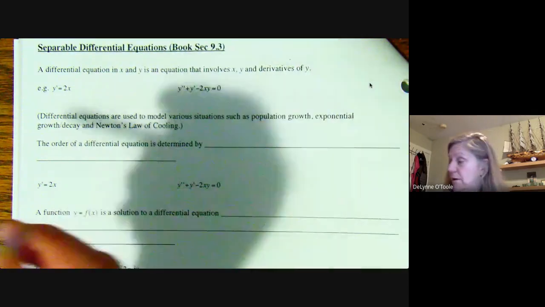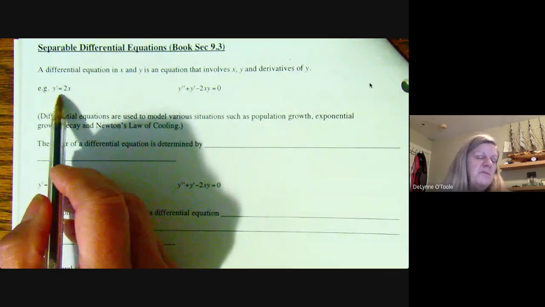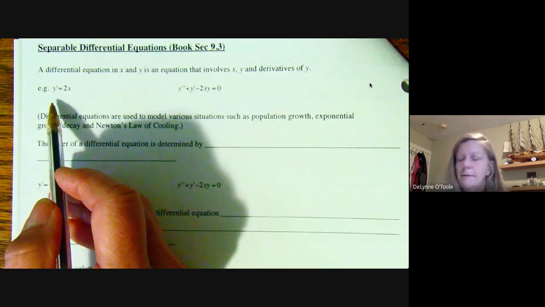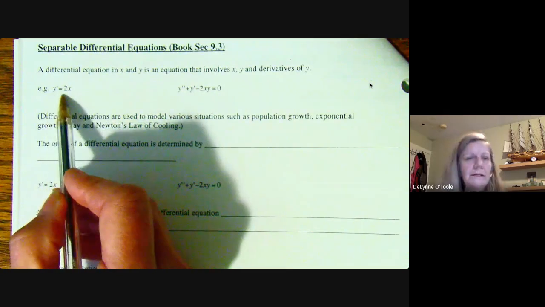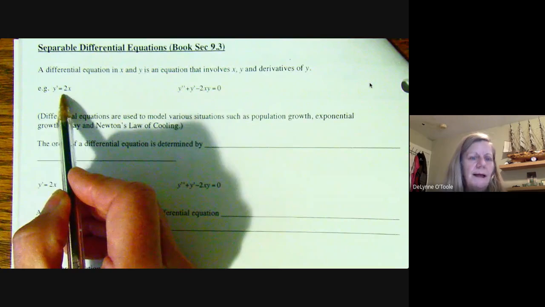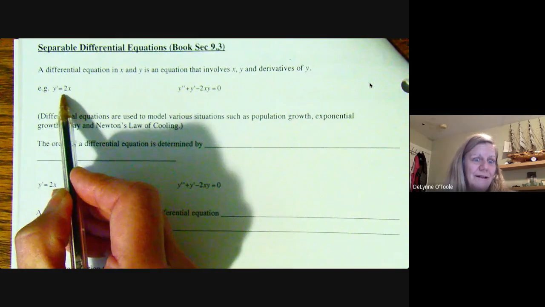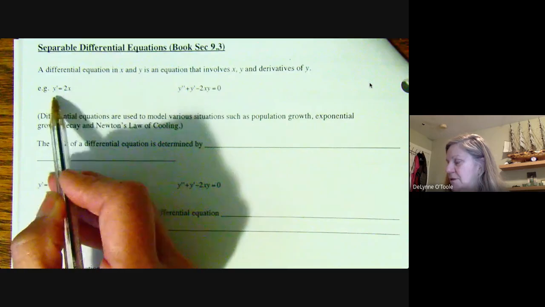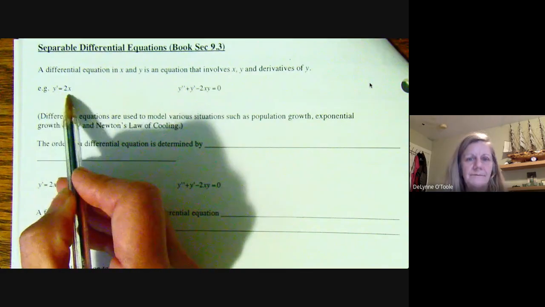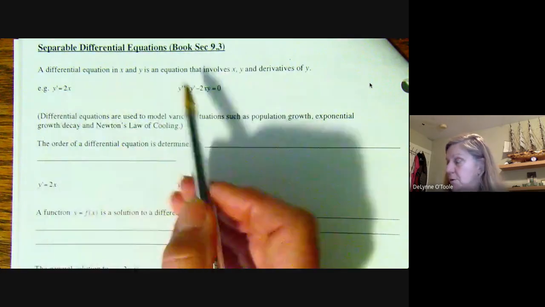And you can see we've already looked at differential equations before. We just never called it that, but this is an example of a very simple differential equation. You've seen this equation before. You've created this equation before when you took the derivative of x squared. That's the differential equation y prime equals 2x. Very basic one. Here's a more complicated one.